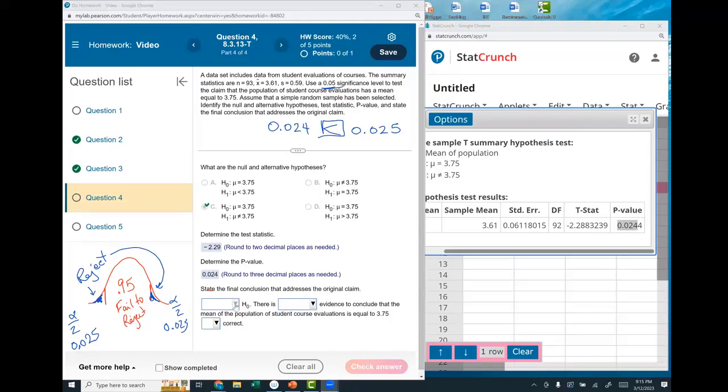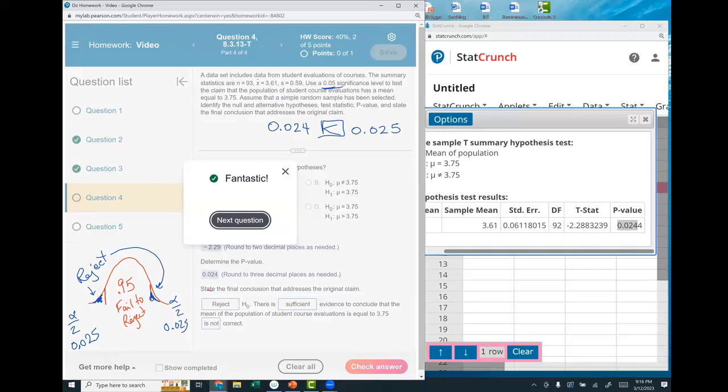So I'm going to reject the null hypothesis, which is that the mean is 3.75. There is sufficient evidence to conclude that the mean of the population of student course evaluations is equal to 3.75. Well, I rejected it. It's not equal to 3.75. I just rejected it. So that is not correct. And there you have it.